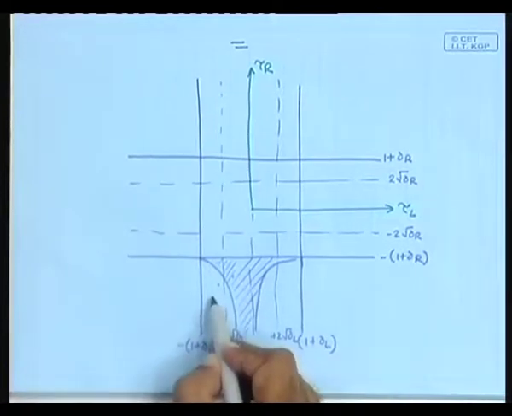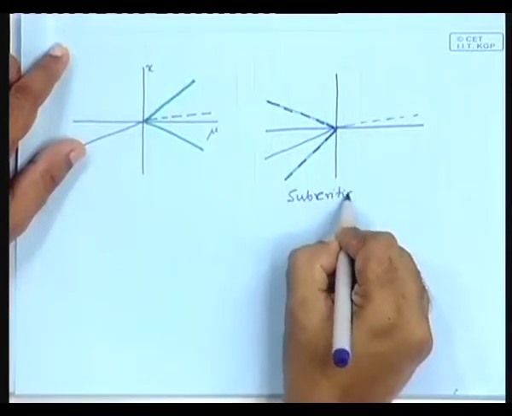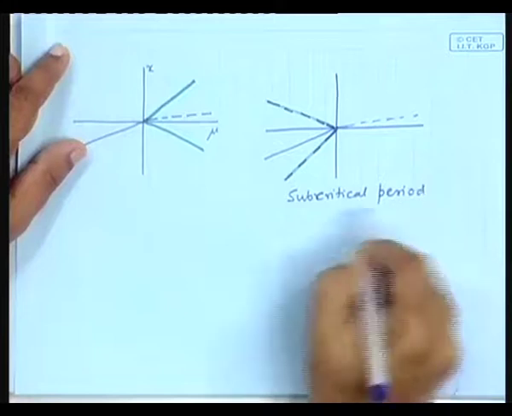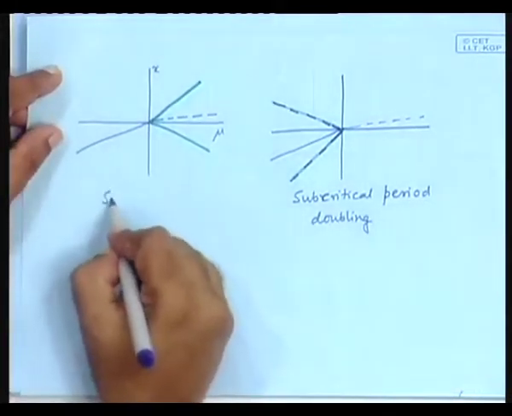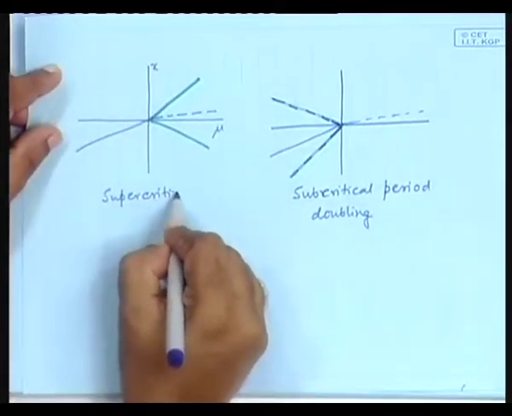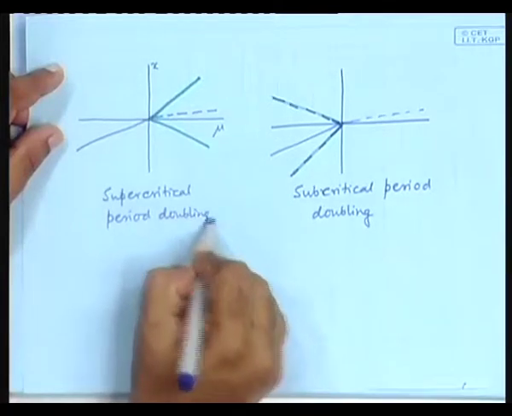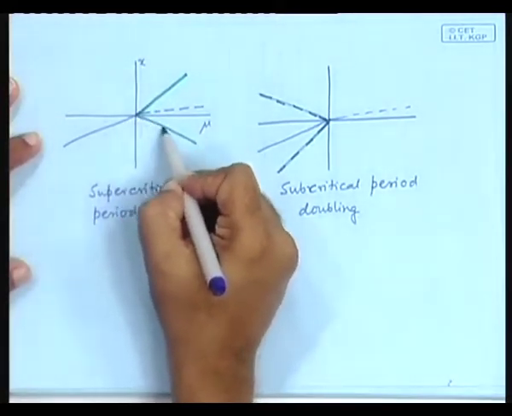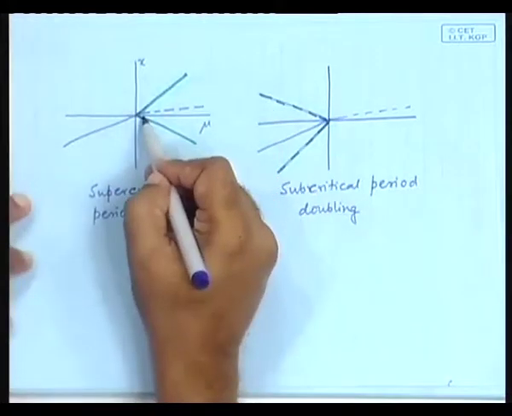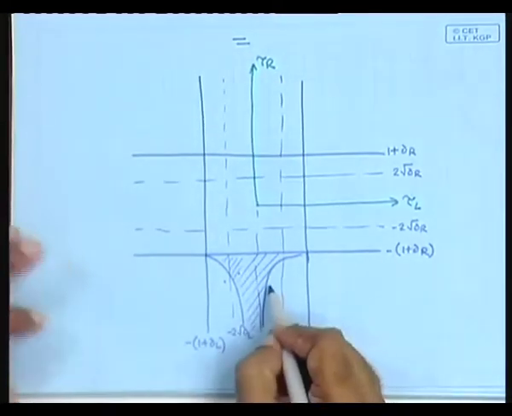Here it will not occur because firstly it is a subcritical period doubling. This is a subcritical period doubling, and this is a supercritical. Again, like we discussed in the case of the 1D, here these two orbits emerge at an acute angle, not the 180° angle. Here also it is so. So, this fellow has become unstable.